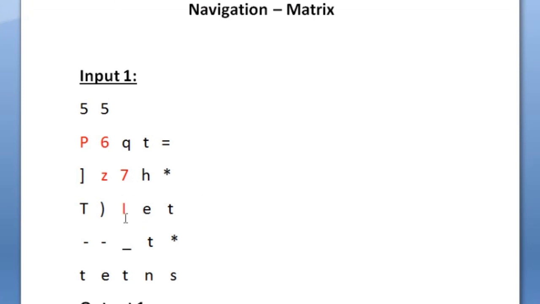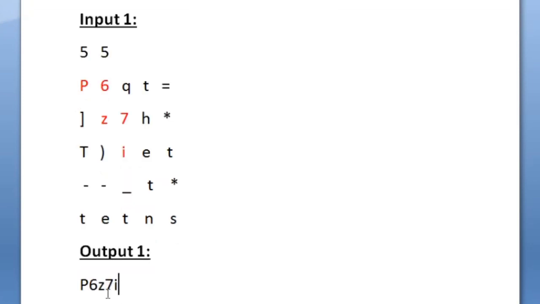And now currently we are at I, so again we have to check down. The down is not an alphabet, so we will not be able to move down, and then we will be checking the right side. The right side must be a digit, but here it is an alphabet, so we are not able to move either down or right. So this is the ending point. So here we can see that P6Z7I is our output.